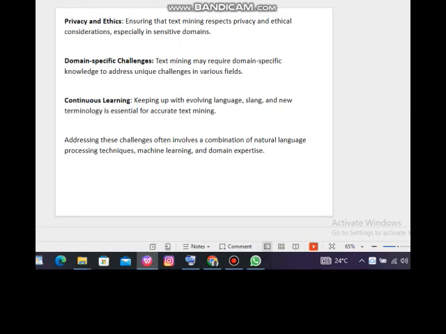Privacy and ethics, ensuring that text mining respects privacy and ethical considerations, especially in sensitive domains. Domain specific challenges. Text mining may require domain specific knowledge to address unique challenges in various fields. Continuous learning, keeping up with evolving language, slang, and new terminology is essential for accurate text mining. Addressing these challenges often involves a combination of natural language processing techniques, machine learning, and domain expertise.